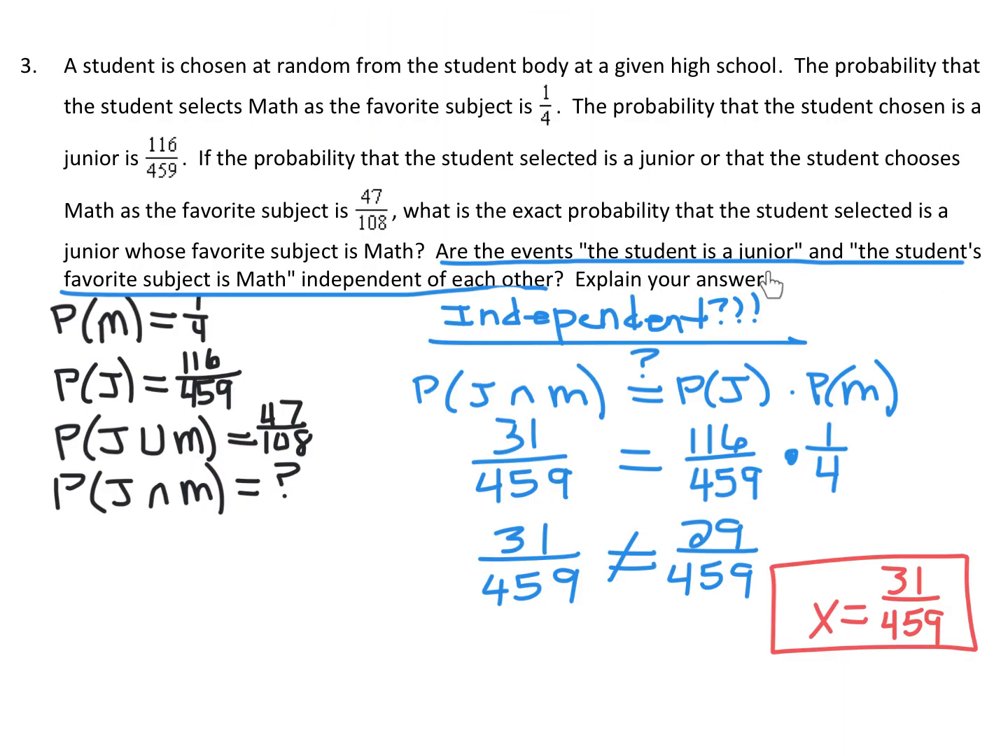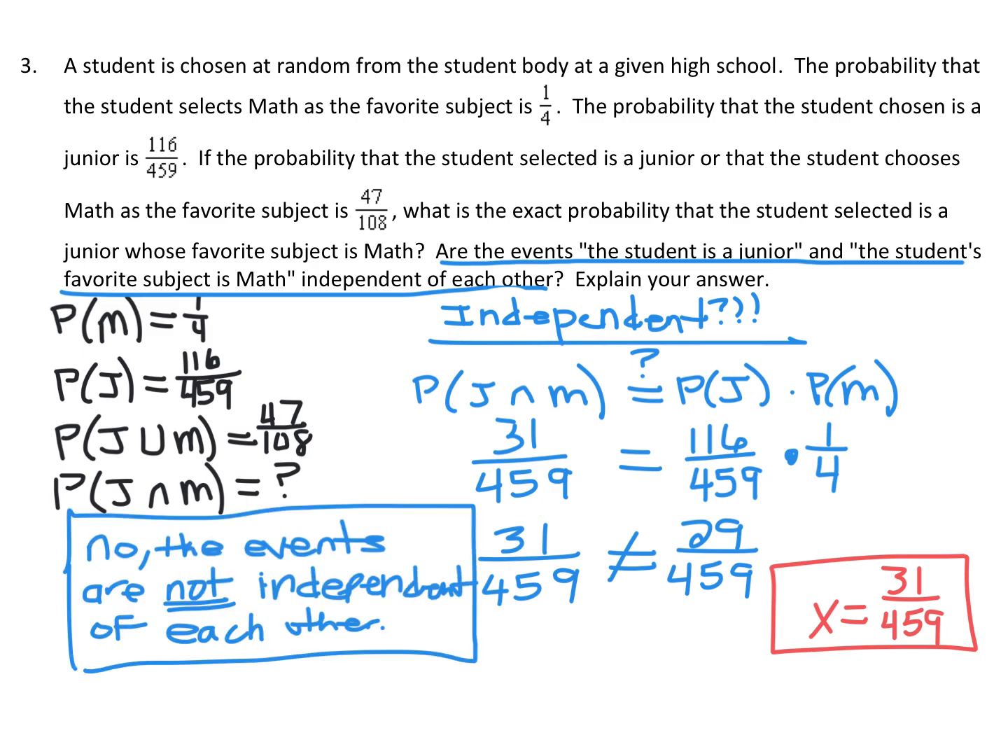So let me just see the way this is worded. Are the events independent of each other? So no, the events are not independent of each other. All right, so there we have it. All right, let's see what we have next.